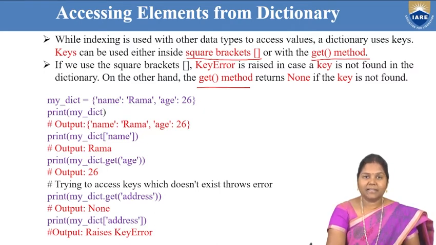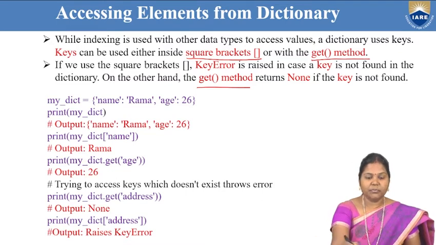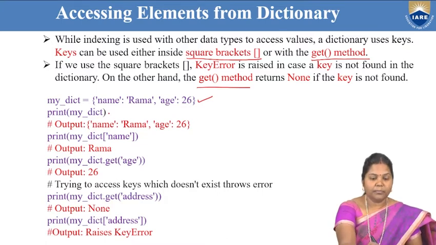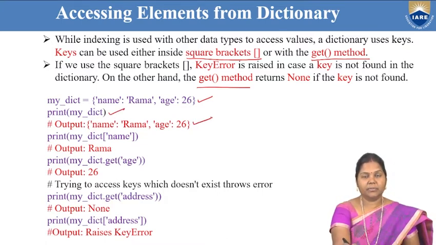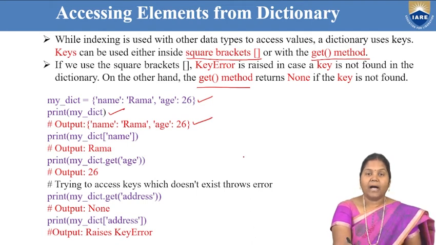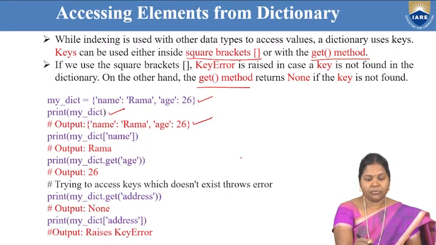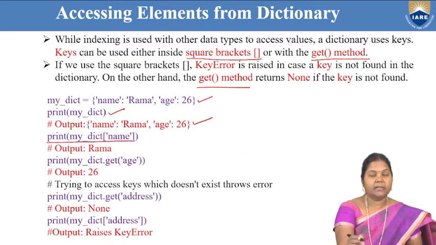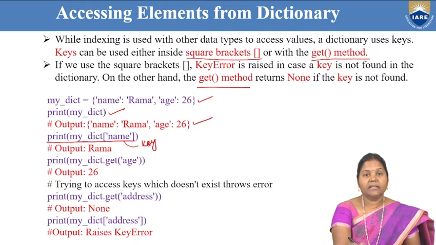So let us take one example and understand the process. Suppose there is a dictionary containing key value pairs, name Rama and age 26. Now, whenever you print the dictionary, this is the dictionary we have created. Now, I want to find the value by giving the key in square brackets. So I am writing print my_dictionary, providing the key over here. For this particular key, it will return the value. So the value Rama, you will get as the output.